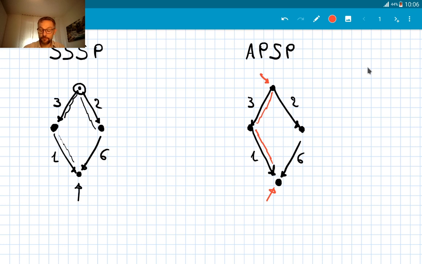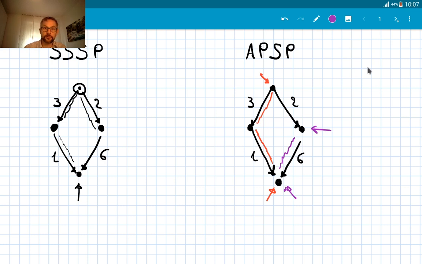Now, what if instead we want to compute the distance among these two nodes? So let me change the color, this node and this node. Well, in that case, the predecessor of the node on the bottom of my drawing would be this one. And as you see, depending on what the path I want to get, I have a different predecessor for my destination.